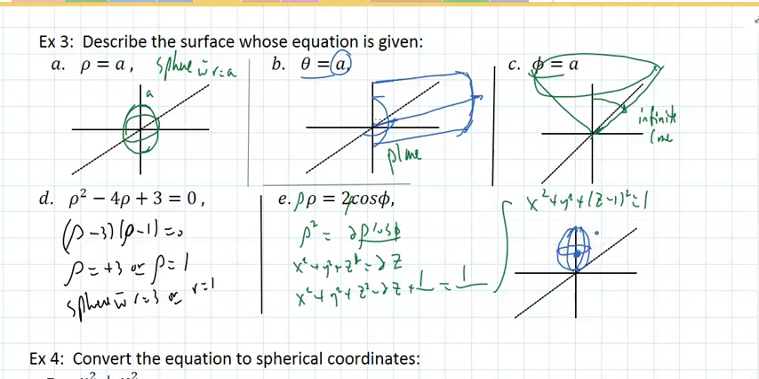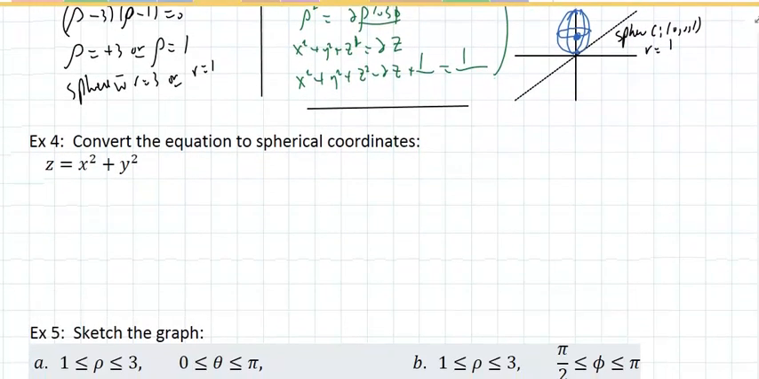Something like this. So either you graph it or you tell me exactly what I just said. This is a sphere centered at (0, 0, 1) with a radius of 1. That would do the trick.